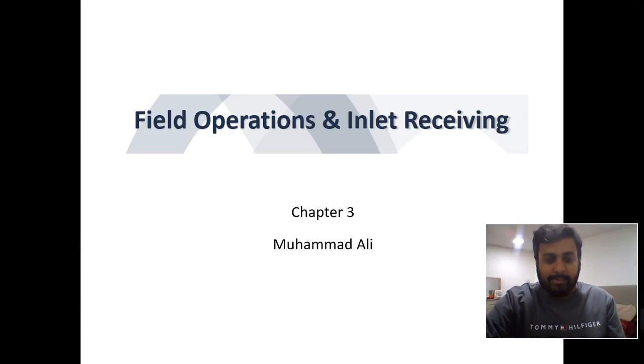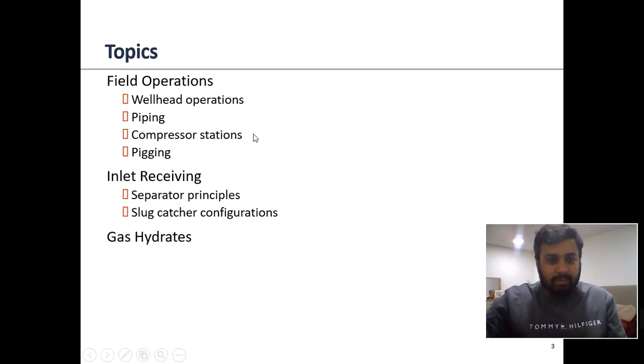We talked about the impurities it has. We talked about the various processes it has, starting from the field operations to inlet receiving, to the dehydration, to the amine sweetening process, to remove the heavy hydrocarbon and so on. So today we are starting one by one each of the sections of natural gas processing. The first part that we will touch is the field operations, and let's see how it all goes.